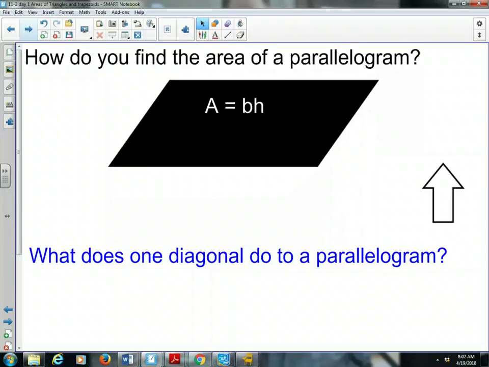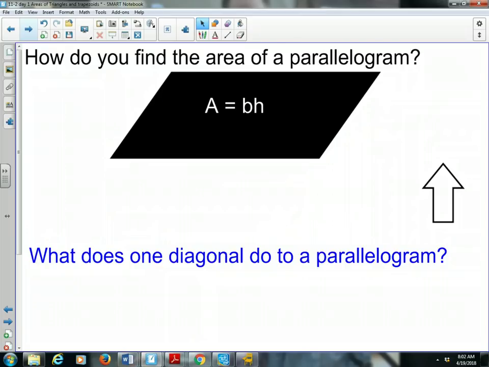Well, remember, you take the base and you multiply it by the height, and the base and the height are always perpendicular. So if this is the base right here, then this is the height right here. It's that perpendicular distance. Okay?